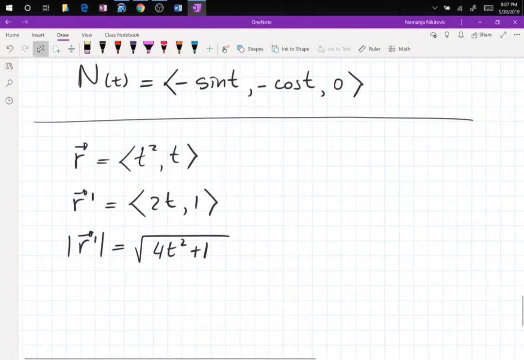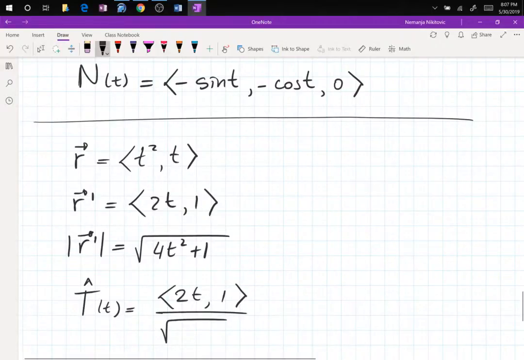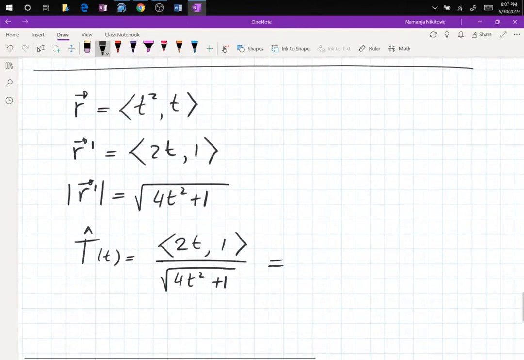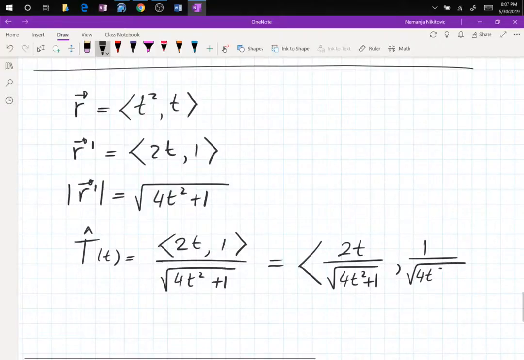But you picked it, so let's go. 2t, 1 divided by the square root of 4t squared plus 1. Now that is our unit tangent vector: 2t divided by the square root of 4t squared plus 1, comma, 1 over the square root of 4t squared plus 1. It's not that bad.